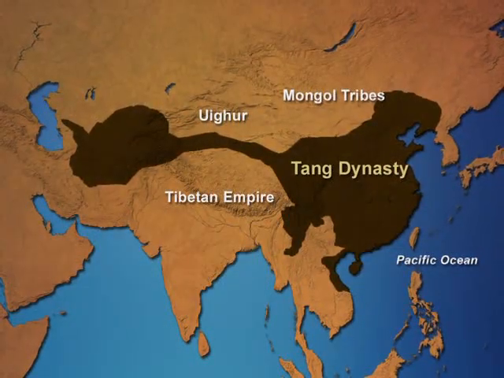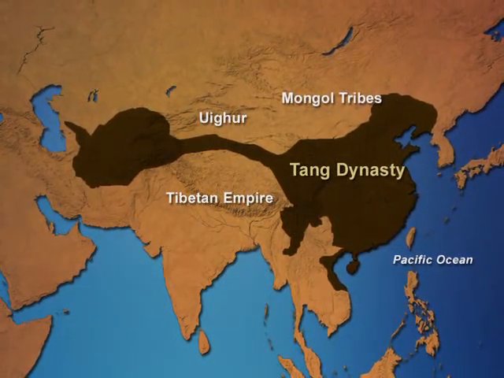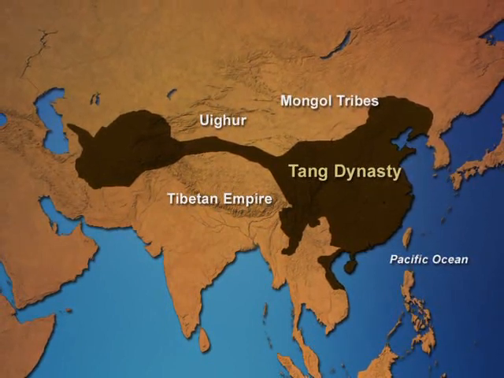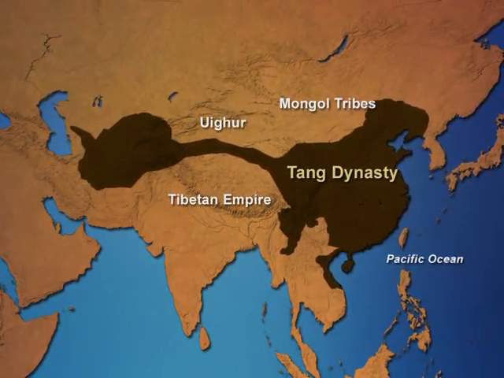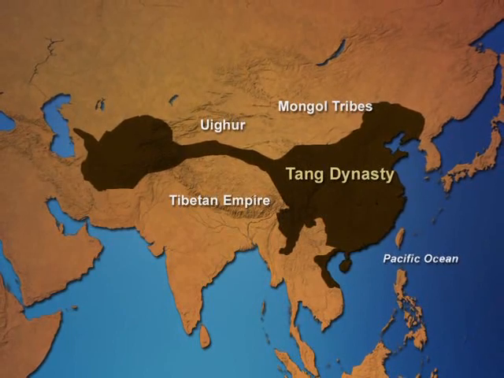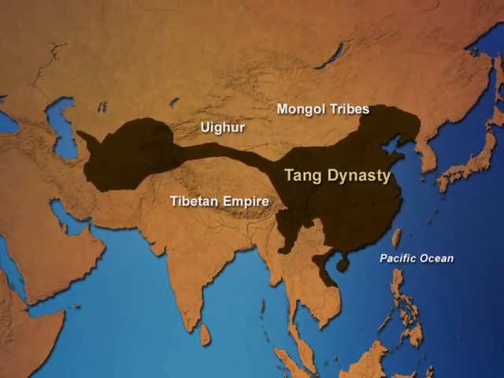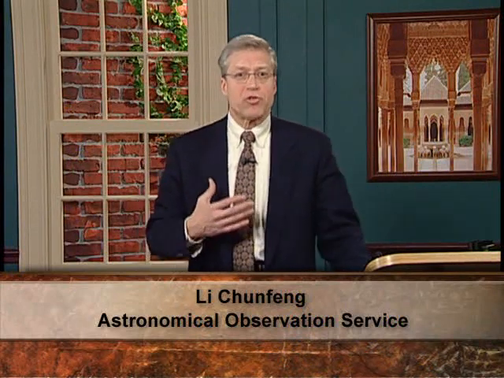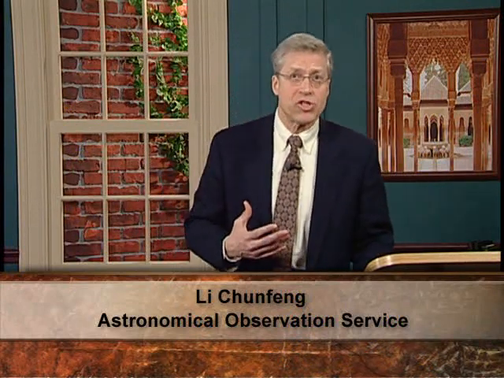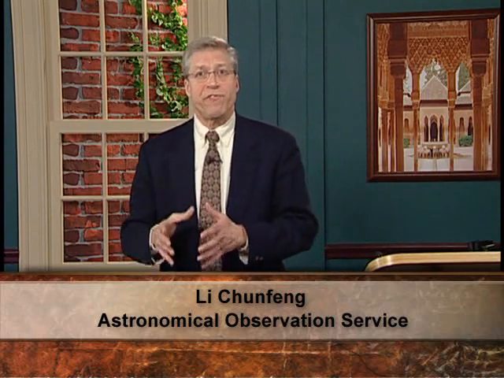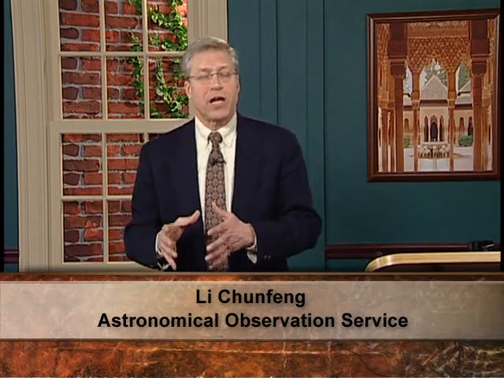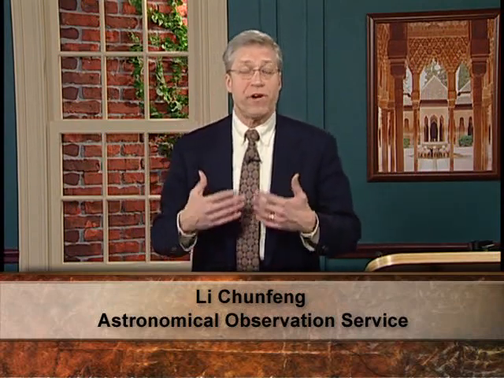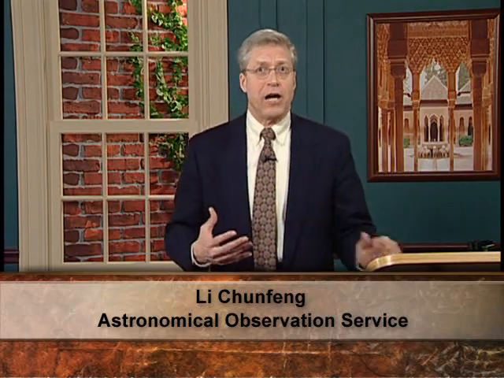The next significant mathematician to come along comes at the very beginning of the Tang Dynasty. The Tang Dynasty began in 618, it ended in 907. And one of the very important people at the beginning of the Tang Dynasty was Lei Chunfeng. He was the director of the Astronomical Observation Service, and of course, as the chief astronomer of the Tang Dynasty, he would also be the chief astrologer of the Tang Dynasty.